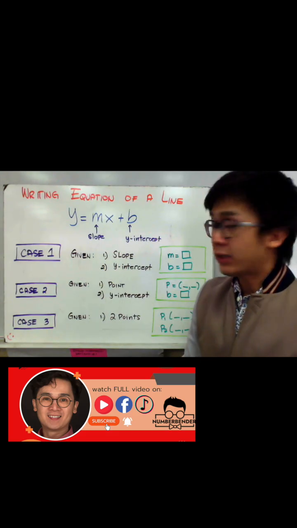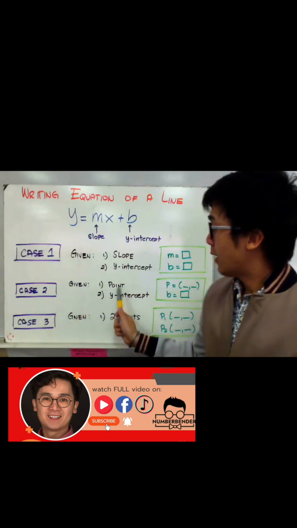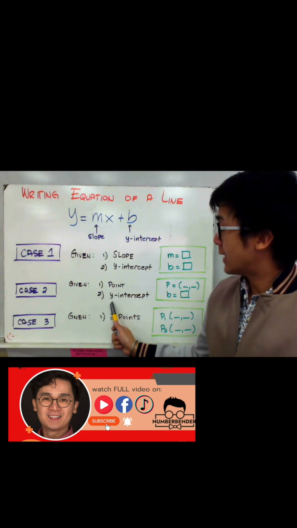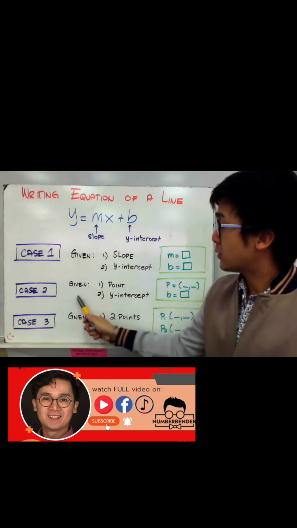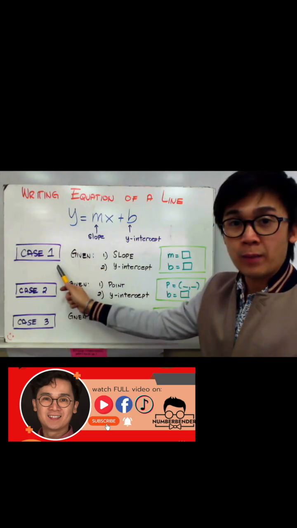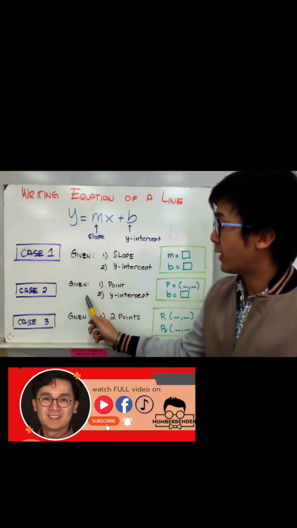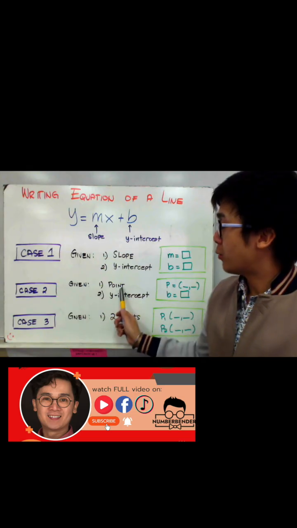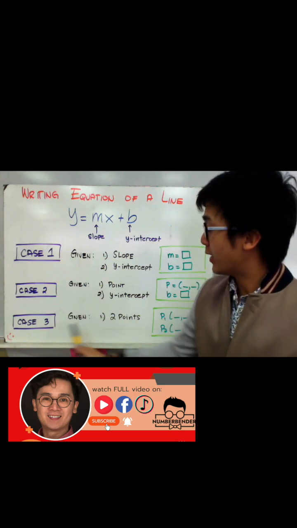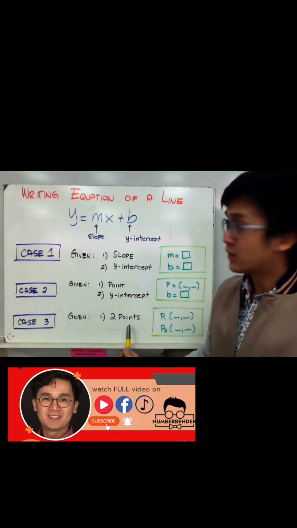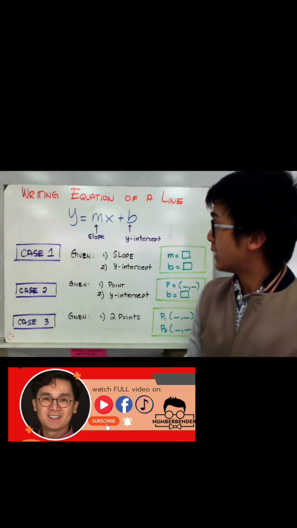Now, there are two more cases that we're going to be working on in this lesson. The second case will be we have a point and we have the y-intercept, then we need to find the equation of a line. So this one is more work than case number 1 because we need to have a little bit of math solution to find the given slope using a point and the y-intercept. And for our third case, we will be given 2 points and we will be asked to find the equation of a line using the slope-intercept form.